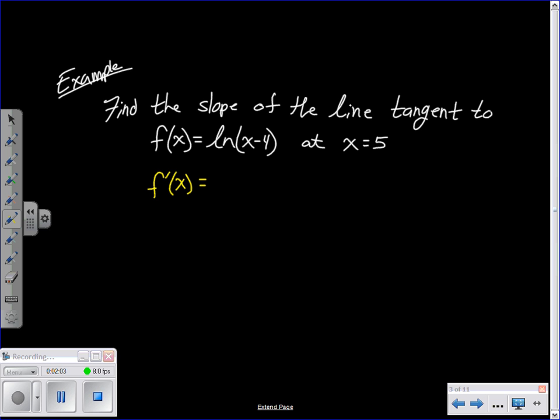Remember, the rule for natural logs says to take the derivative of what's inside the natural log. The derivative of x minus 4 is 1, and then divide that by what's inside the natural log, which is x minus 4. To find the slope at the specific point, I'm going to plug in my x value, so I'm going to plug in 5. I get 1 over 5 minus 4, which is 1 over 1, which gives me a value of 1. So what this tells me is that the slope of the line that's tangent to the function f of x at the point x equals 5 is 1.